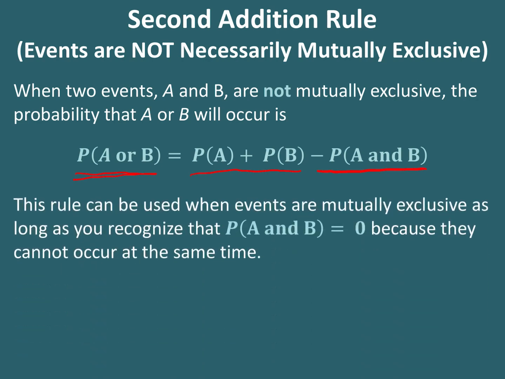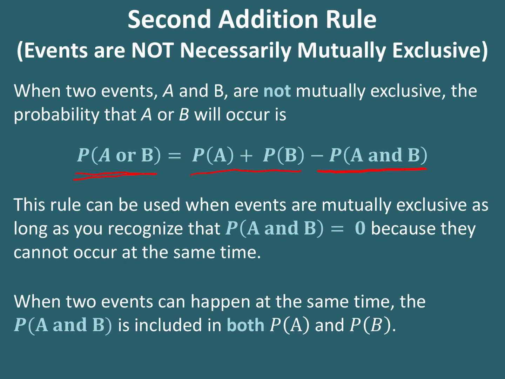Note here that this rule can still be used when events are mutually exclusive, as long as you recognize that the probability of event A and event B occurring at the same time equals 0, because they cannot occur at the same time. So really, the second addition rule can be used in both instances, where the events are not necessarily mutually exclusive or even mutually exclusive.